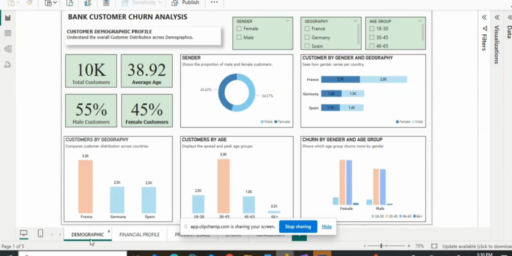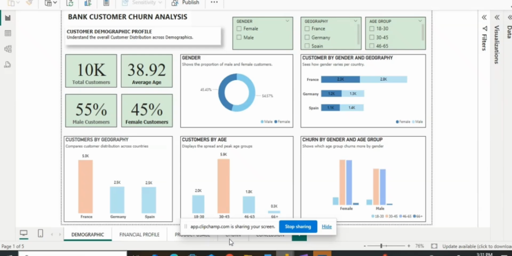The first one has to do with the demographics of the customers. The second one is the financial profile of the customers. The third one is the product usage, that is how the customers are making use of the product. Is it product one? Is it product two? Is it product three? Do they prefer the fourth product more?